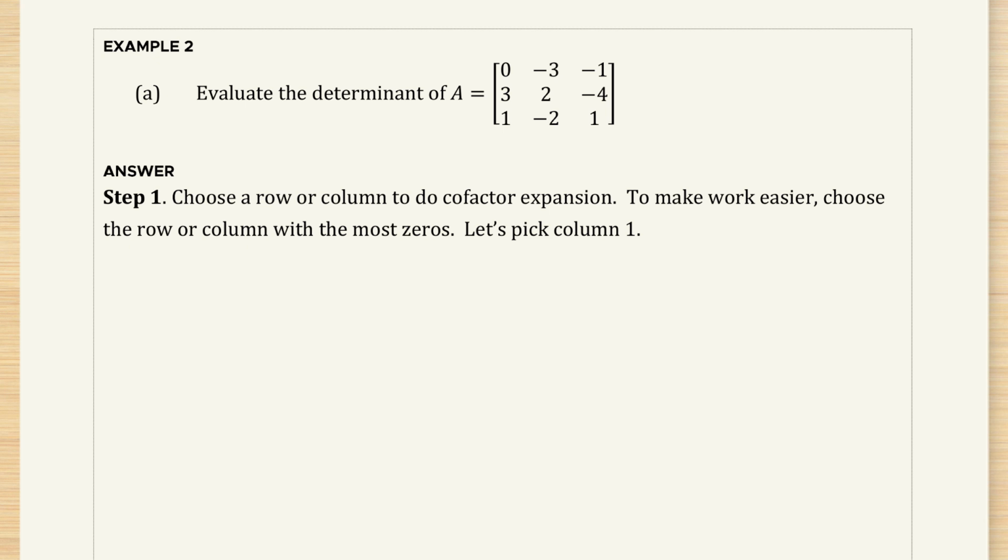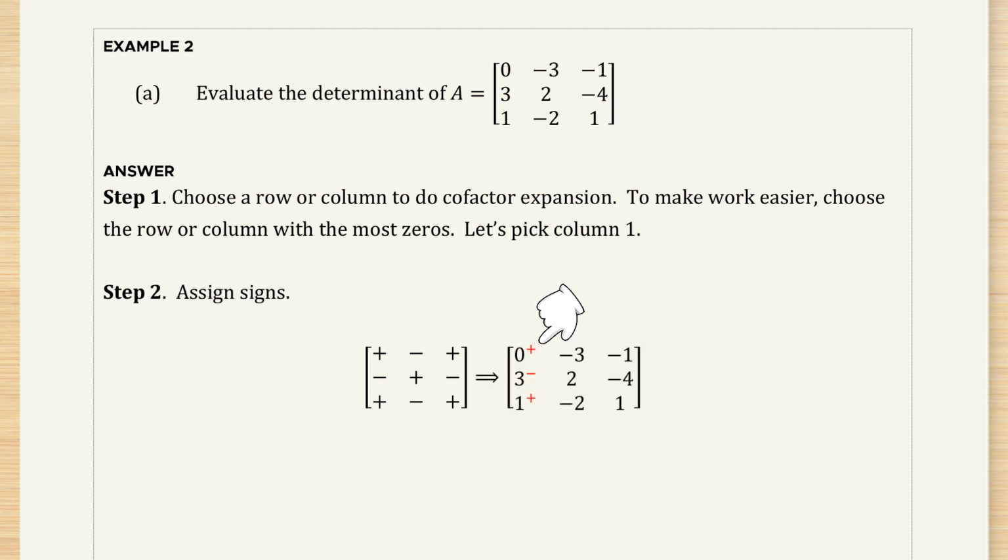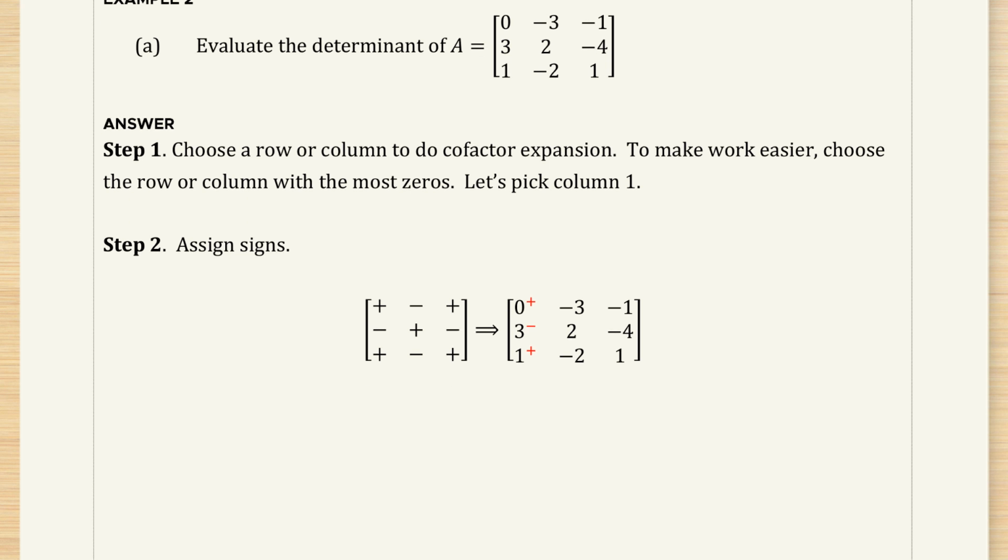Cofactor expansion along column 1 now. We account for the -1 in that cofactor expansion formula by drawing this grid pattern of alternating plus and minus signs. Remember that there is always a plus sign in the top left corner of the matrix. Applying these signs to our matrix, we have plus, minus, and plus.